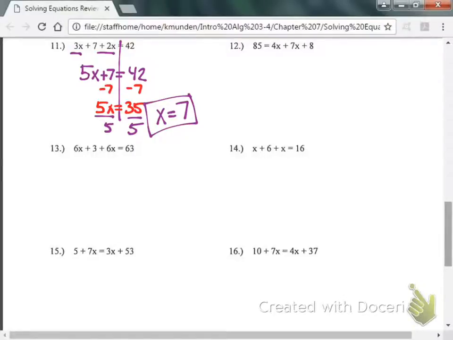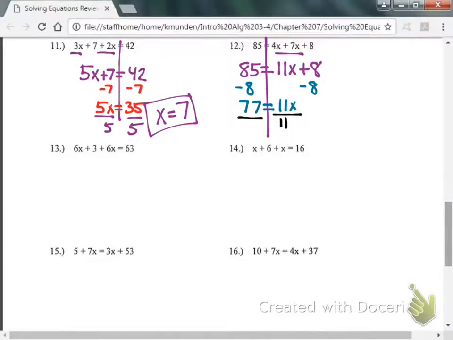Number 12. Are they on the same side or different sides? Same side. Just go ahead and combine them. So we have the 85 still equals 4x plus 7x is 11x plus the 8. Yeah, subtract that 8 from both sides. So that's 77 equals 11x.